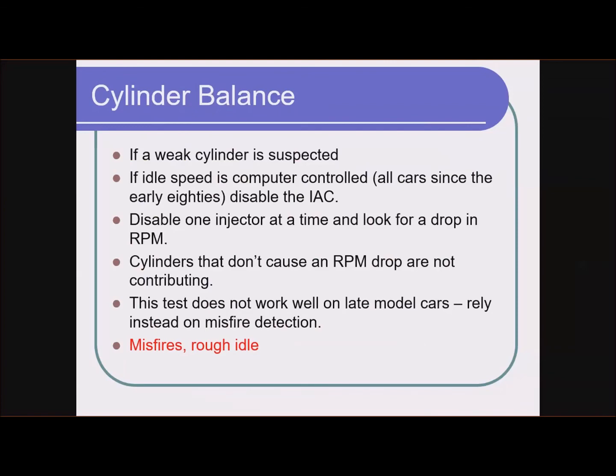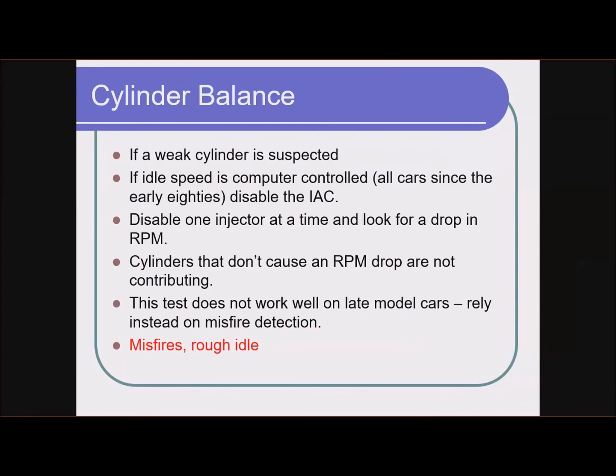Now we look at the scan tool, we read the code. If cylinder 3 is misfiring, we got a P0303, cylinder 3 misfire, we know which one it is. There's nothing else to do. But if you're working on a car that's a little older, pre-96, doesn't have misfire detection, the only way of identifying the cylinder that's causing the problem is doing some sort of cylinder balance testing. So what we're doing here is disabling one injector at a time and looking for an RPM drop.